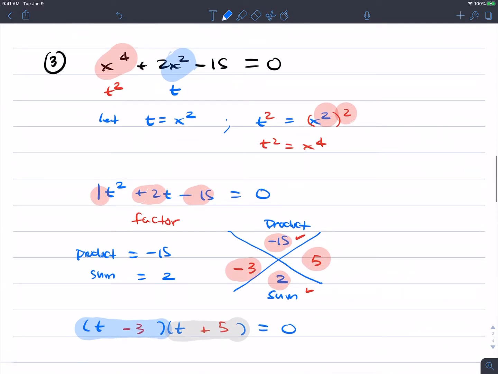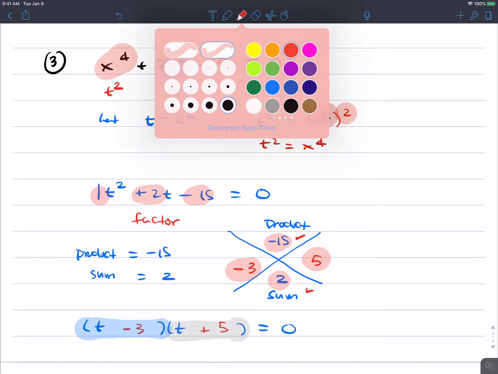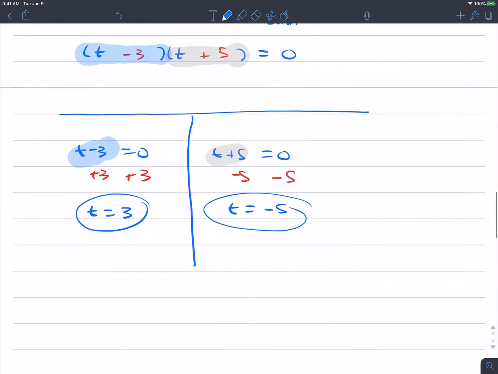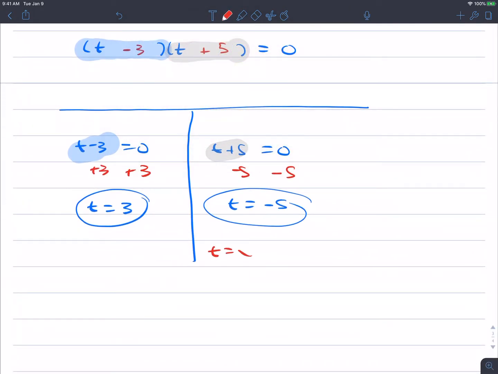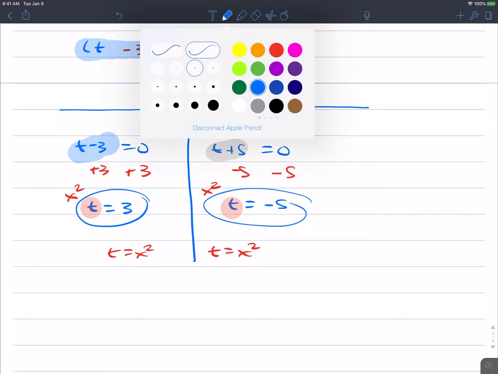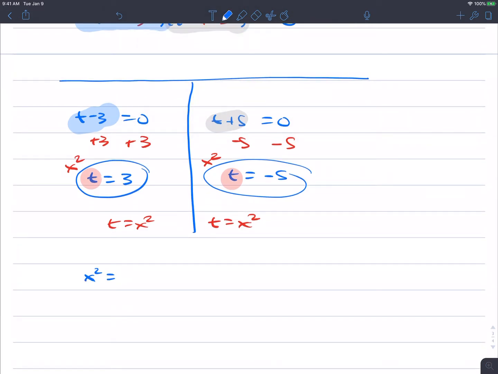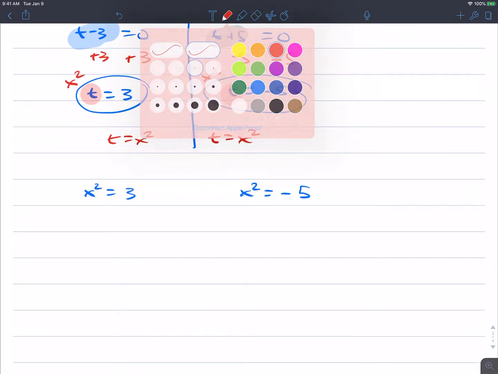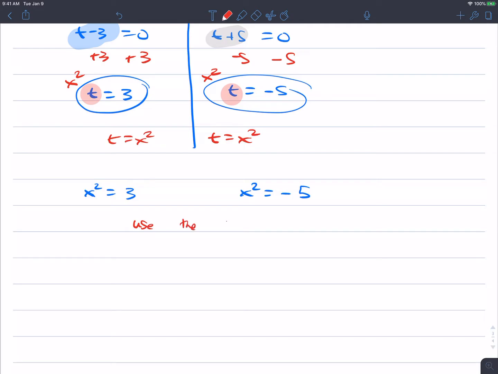Now, we're supposed to solve this for x. So we're now going to go back and use the relationship that t is x squared. Since t is x squared, we can write that down. We're going to use x squared for the t that you have here and here, which means this is now x squared and this is x squared. So you have two equations now. We have x squared here is 3. We have x squared here is negative 5. Now we use the square root formula.